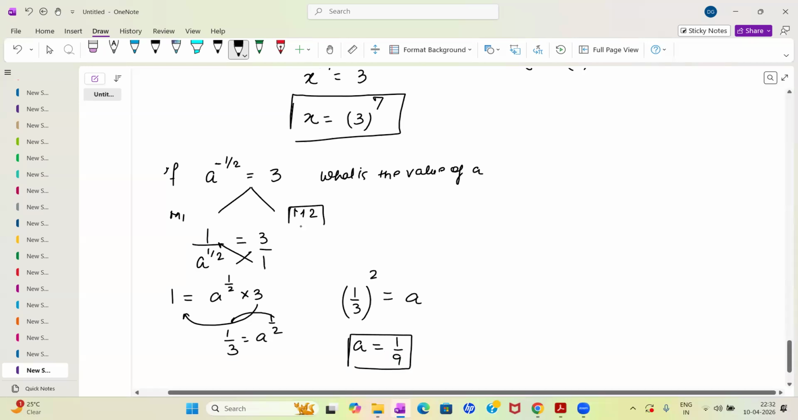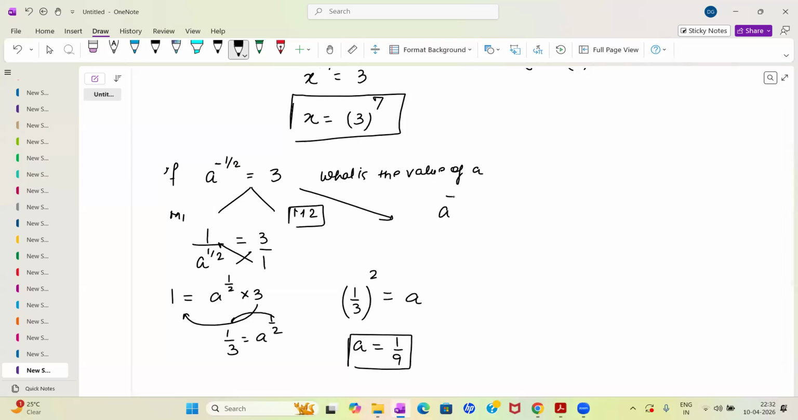Another method is this: if the power is minus 1 by 2, this power will go to the other side and it will be the reciprocal of minus 1 by 2. So the reciprocal of minus 1 by 2 is minus 2, and this is 1 upon 3 square. So a is 1 by 9. By both ways, you can calculate the value.